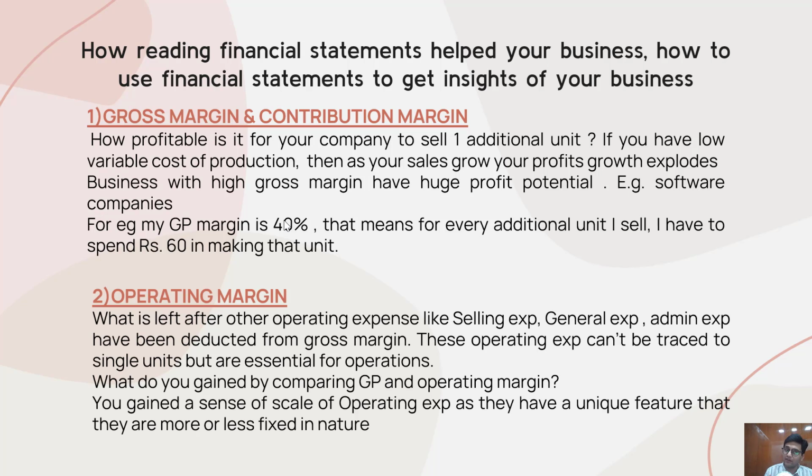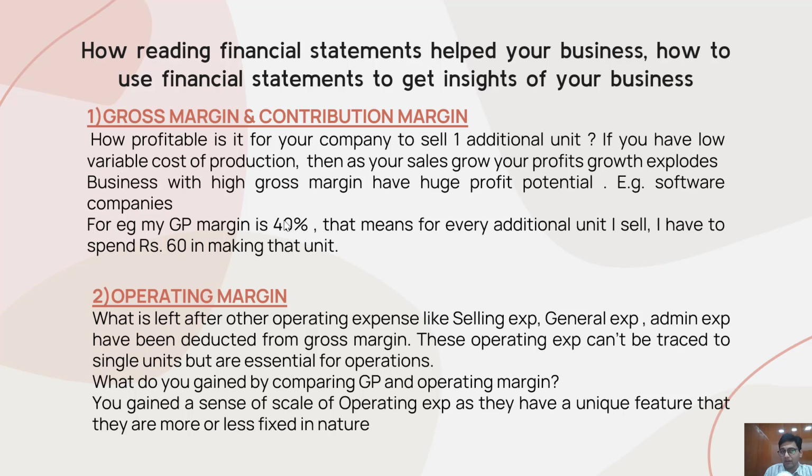The second part, which we discussed in length in income statement, was operating margin. What is left after operating expenses like selling, general and administration expenses have been deducted from gross margin. These operating expenses cannot be traced to individual single units of revenue or individual single units of service, but these are extremely essential for your business operations. So what do you gain when we compare GP margin and operating margin? We gain a sense of scale of operating expenses.